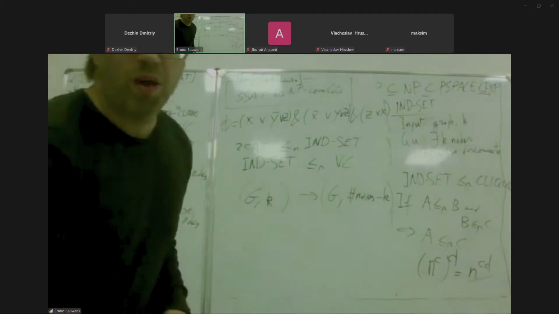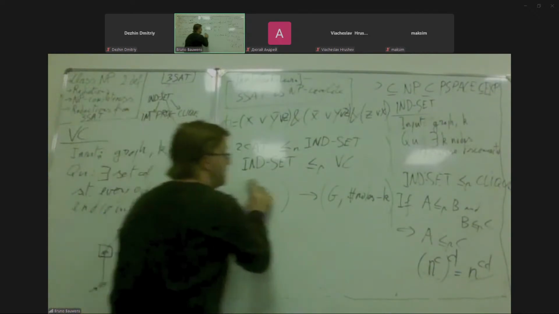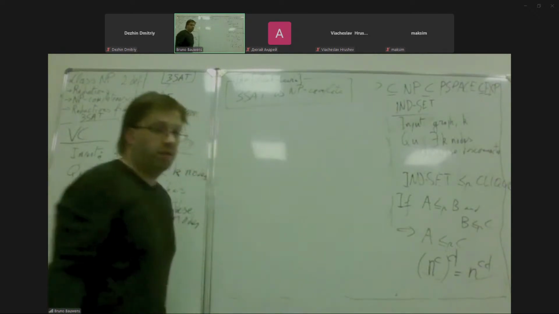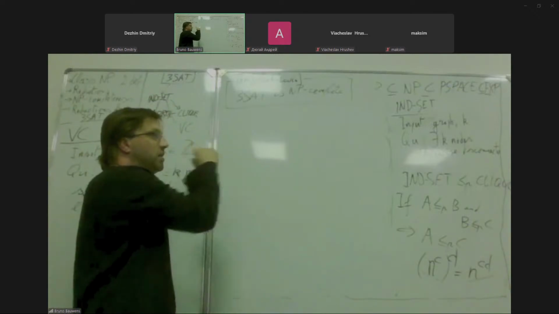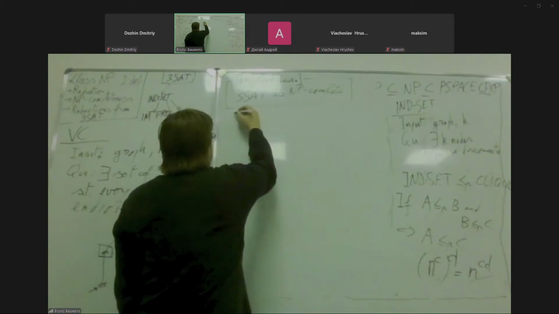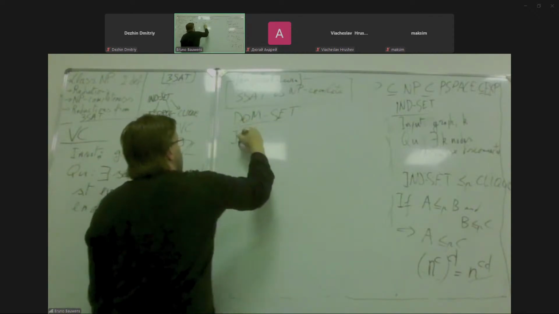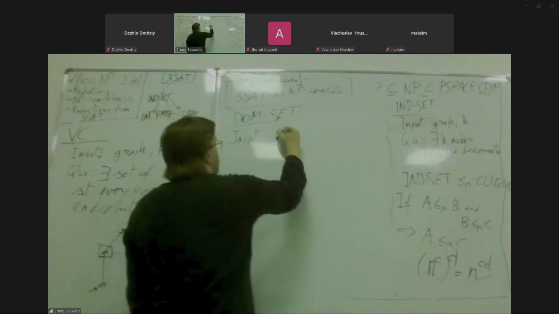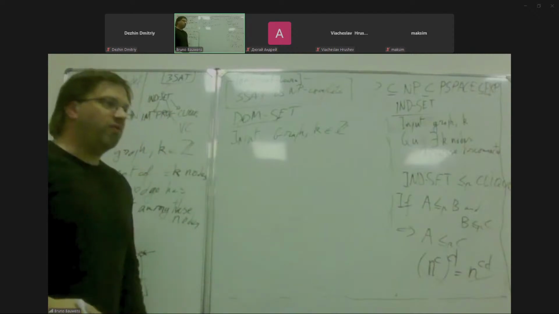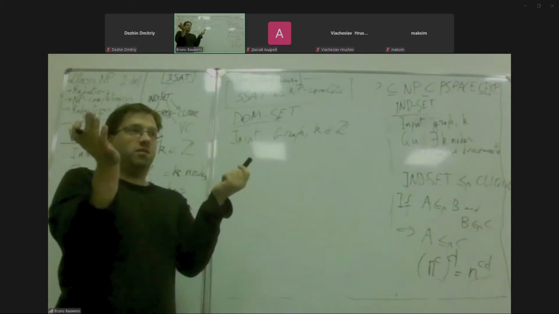So let's do one more problem and then we quit the lecture. There is the dominating set problem. I think it was in the homework, if I remember correctly, but I changed the name so that it's a bit harder for ChatGPT to solve it. So dominating set. The input is a graph and a number k. And the question is, can you find k nodes so that every node is either among these k nodes or adjacent to one of them?